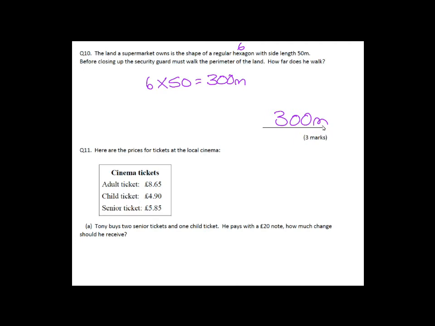Question 11. Here are the prices for tickets at the local cinema. Tony buys 2 senior tickets and 1 child ticket. He pays with a £20 note. How much change should he receive? So we're on our calculators, we're not going to take any chances. So we've got 2 senior tickets at £5.85.